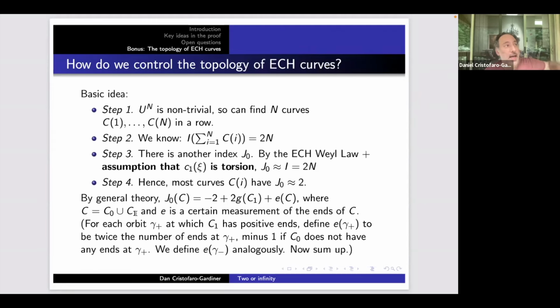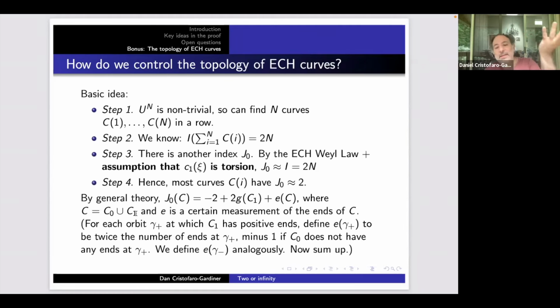It turns out that they have only one interesting component, that's the C1, and everything else has to be R invariant. And that's actually important for understanding what the score is doing. So you look at the interesting component, and you look at the number of ends that it has at each orbit, and then you also have to look at whether there's an R invariant cylinder at that orbit. Similarly, you do the same for all the negative ends, and you add it up.